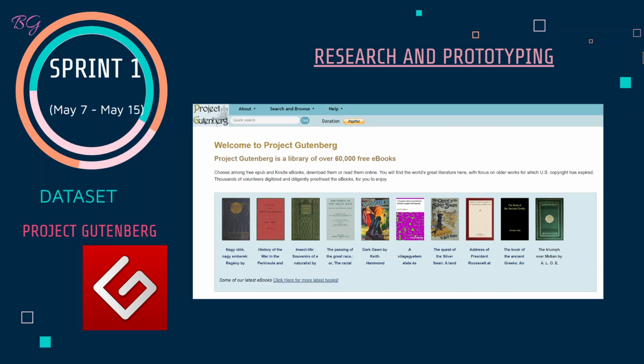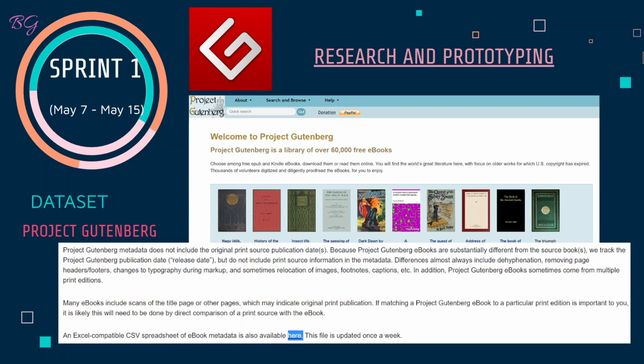For me, Project Gutenberg has been a very handy book reading source. It is a library of over 60,000 free ebooks. I downloaded a CSV spreadsheet of ebook metadata from here as my dataset.